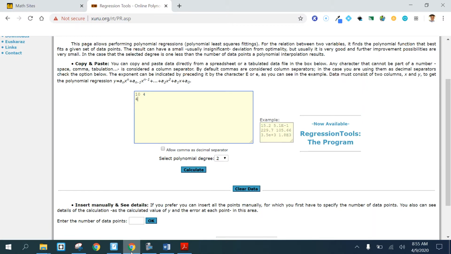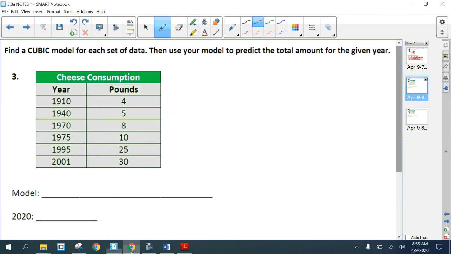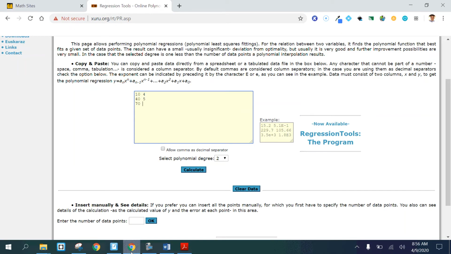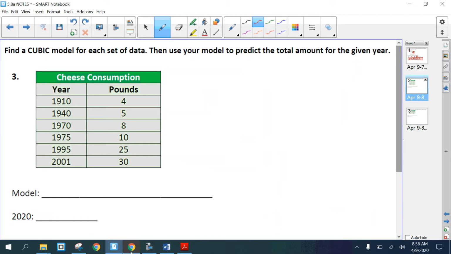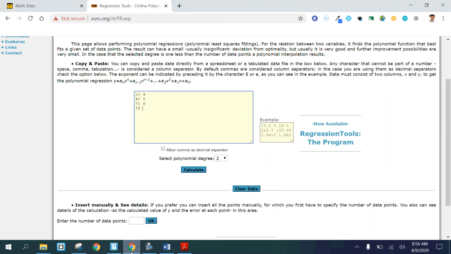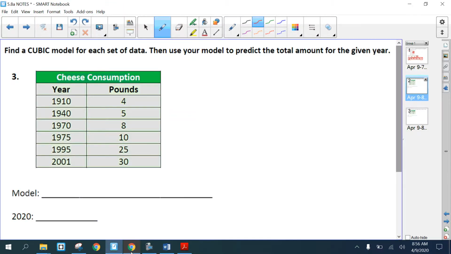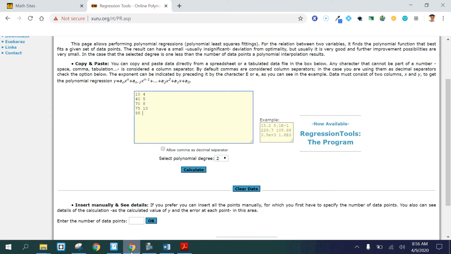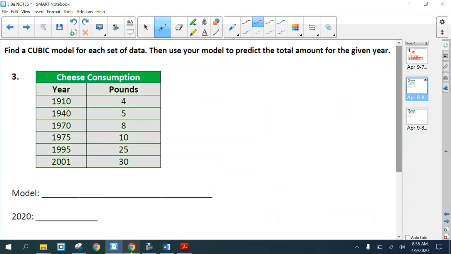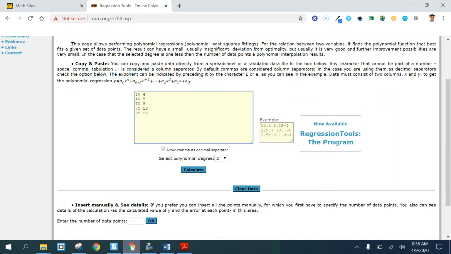40 space 5, 78, 75 10, 95 25, and the last one is going to be 101, because it's 101 years after year 0 in 1900. So 101, 30. And they said it was cubic, so we're going to change it to degree 3 and calculate.